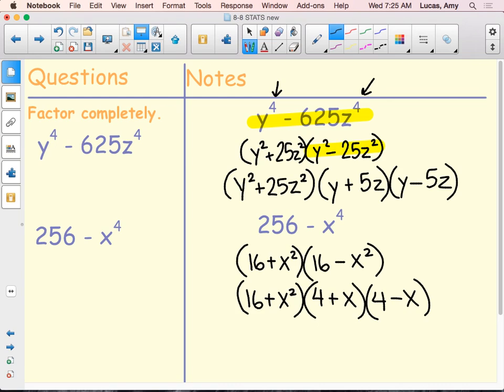That's factored completely. If you stop your factoring at the first step, you just haven't simplified it or factored it completely. It's kind of like reducing a fraction. Like if you reduce a fraction like 6/12 to 3/6, it's not simplified completely.